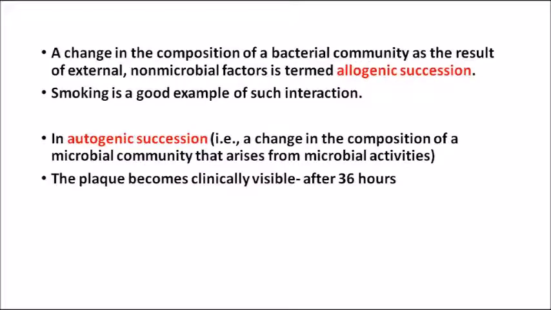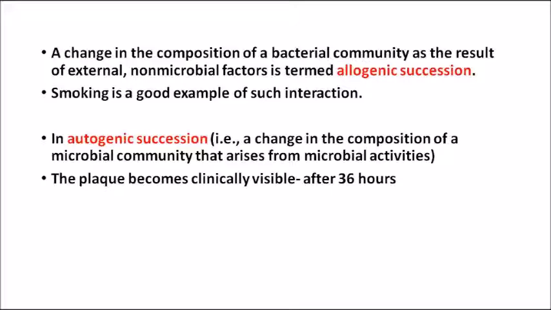Now I want to bring to your notice two confusing terms: allogenic succession and autogenic succession. What is allogenic succession? A change in the composition of a bacterial community due to a non-bacterial or non-microbial factor is called allogenic succession. We know that auto means same and allo means different. So allo means it is not due to a bacterial factor, it is due to a different factor. For example, smoking. Smoking is a non-microbial factor which can alter the composition of the bacterial community. So this is an example of allogenic succession.